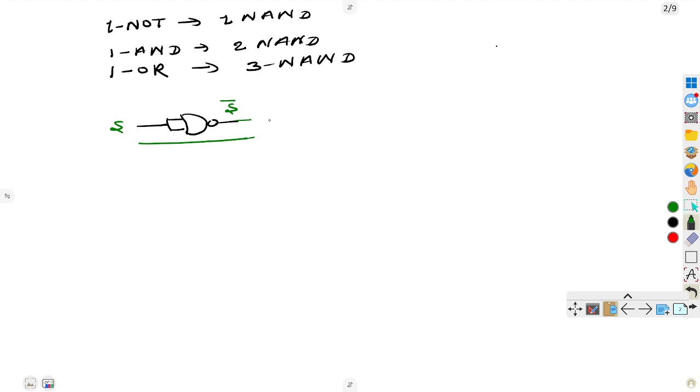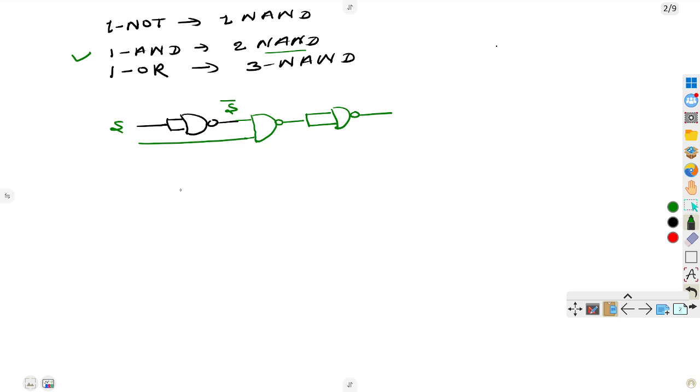Okay, here the one AND gate is there. So to design one AND gate, how many NAND gates are required? Two NAND gates. So here I will connect the two NAND gates. This is the two NAND gates. I hope you understand. Okay.